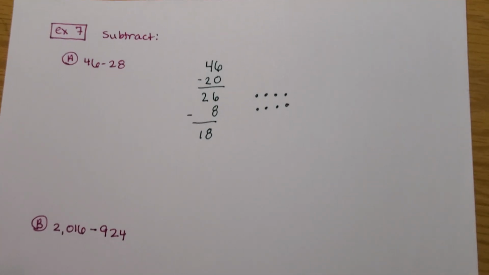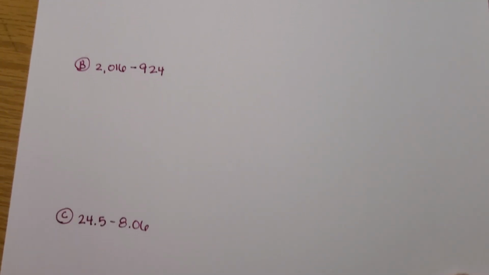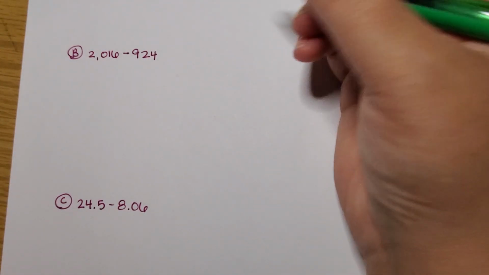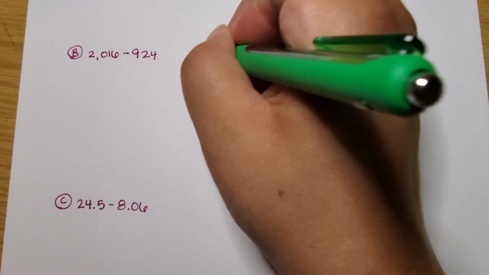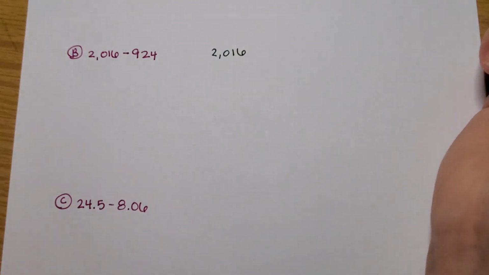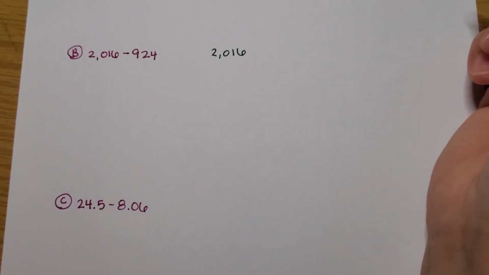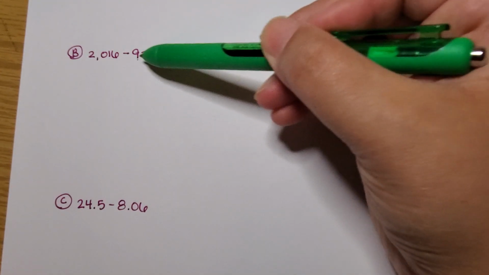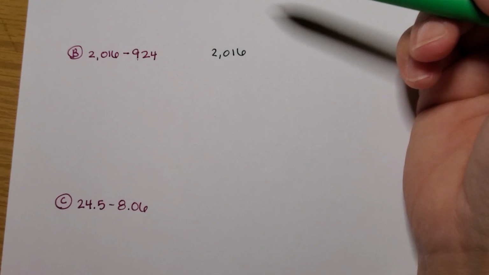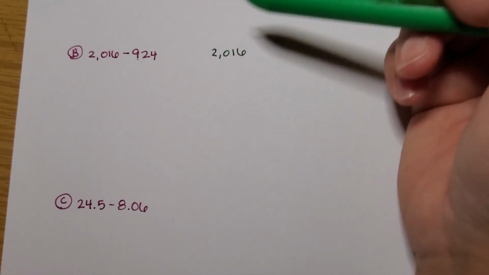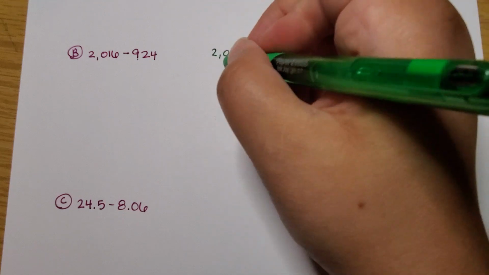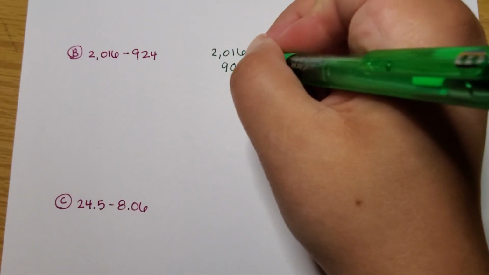Let's try one with some big numbers. So we've got some thousands going on in here. Sorry if you hear the traffic. So we're going to start out with 2016. And what will we subtract? Well, we've got this 9, and the 9 is in the hundreds place, so we're going to subtract 900. I want to make sure I line up my place values, so since the 0 is in the hundreds place, I'm going to put the 9 there.